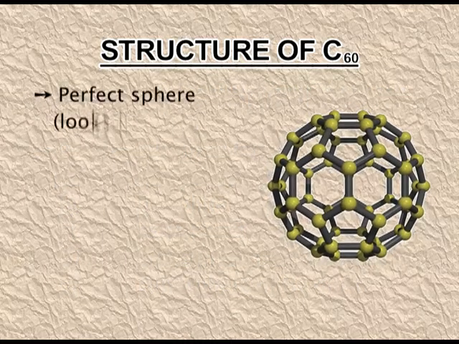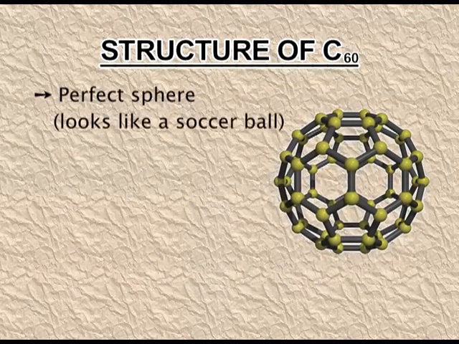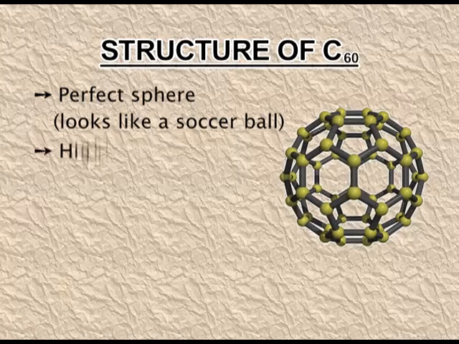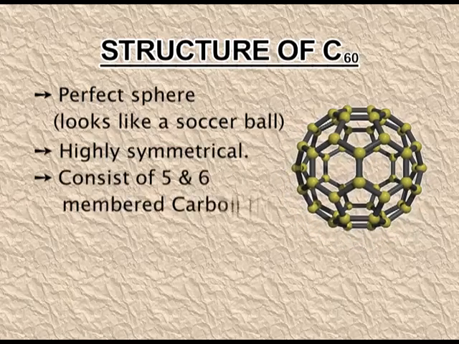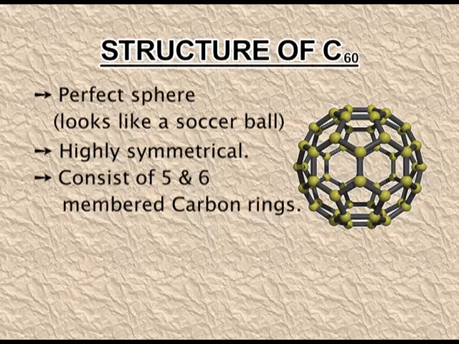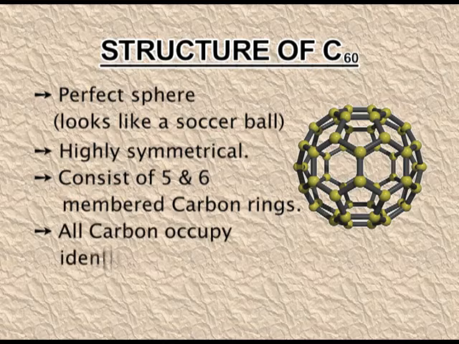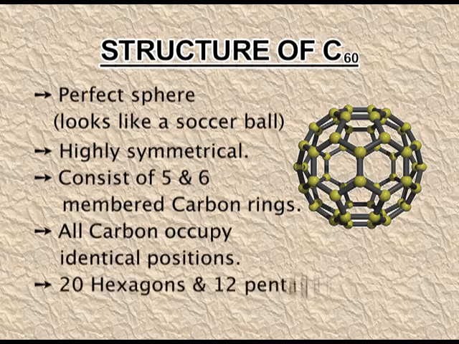C60 is a perfect sphere. It looks like a soccer ball. It's highly symmetrical. It consists of 5 and 6-membered carbon rings. All carbon occupies identical positions. There are 20 hexagons and 12 pentagons. I'll show you later on these PowerPoint slides.